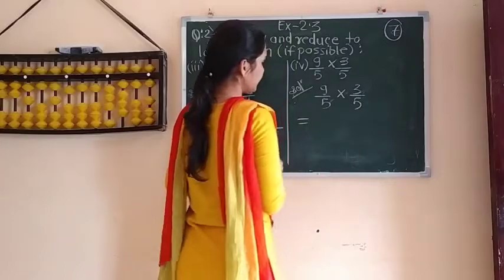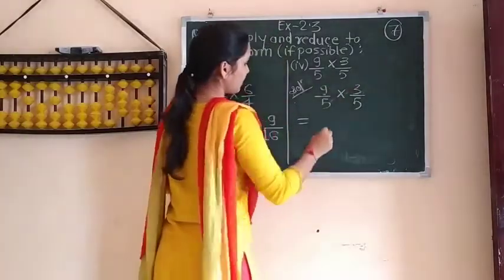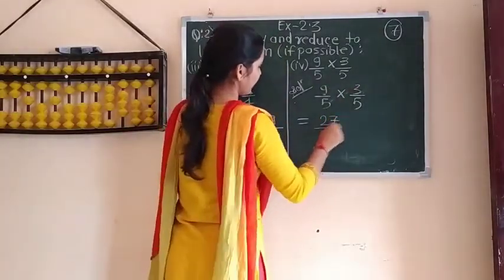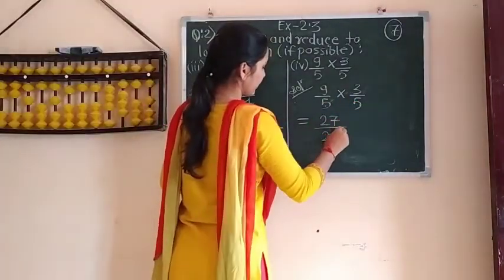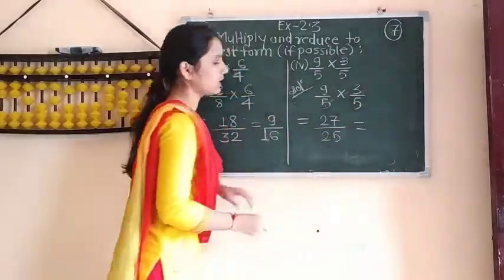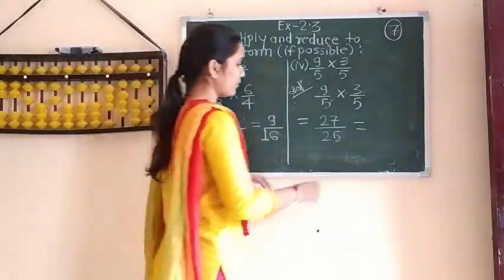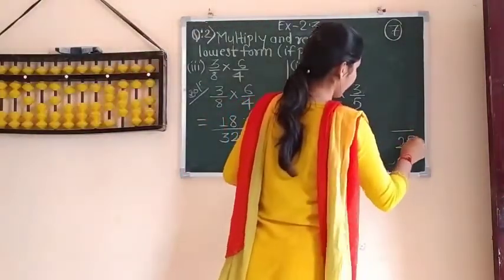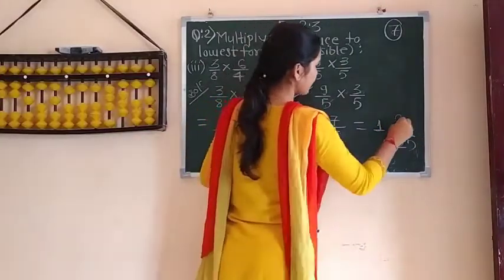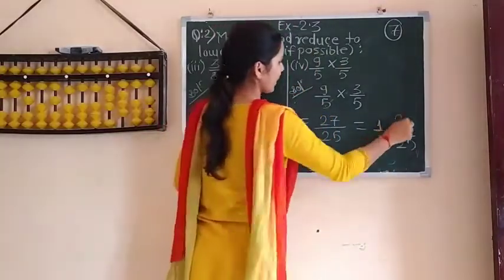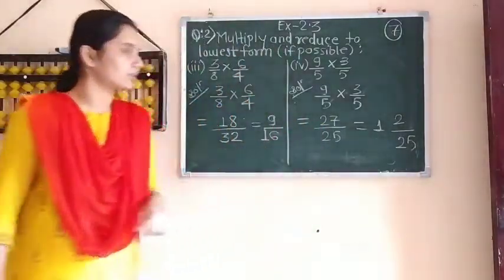Next, 9 by 5 multiplied by 3 by 5. So how to solve this? 9 threes are 27. Numerator multiplied by numerator upon denominator into denominator. 5 fives are 25. If you want, you can convert it into a mixed fraction. So how will you convert this? Write down this 25 as it is. 25 ones are 25 and 25 plus 2 is 27. So 1 2 by 25. This is the solution.